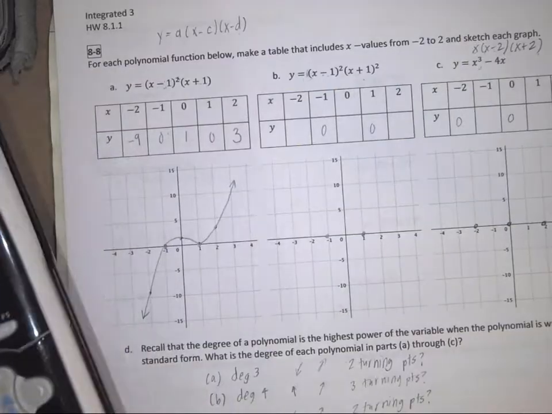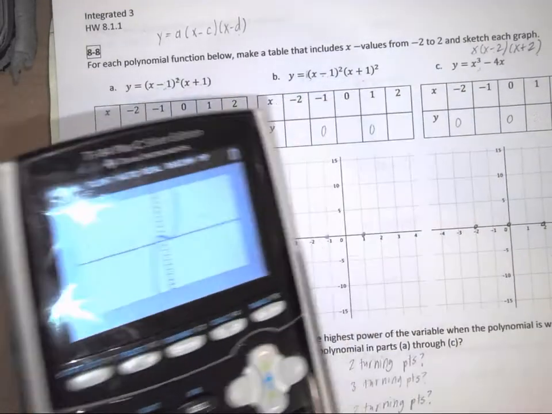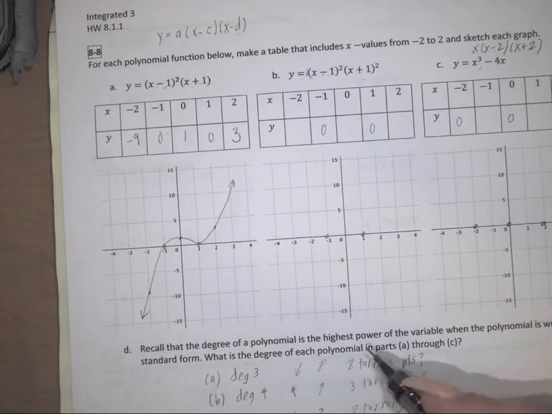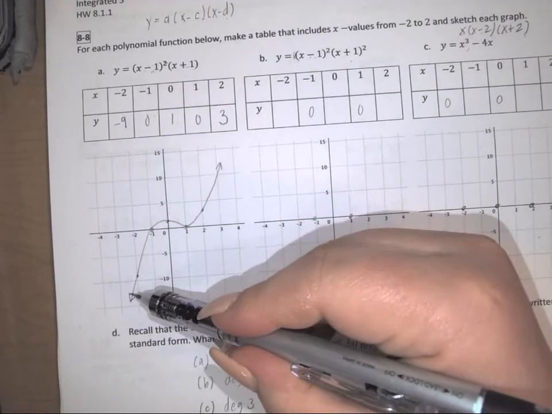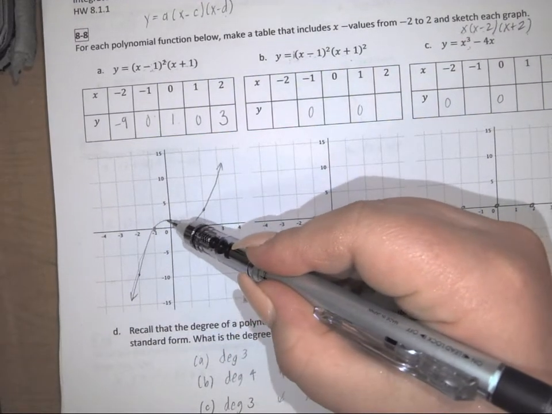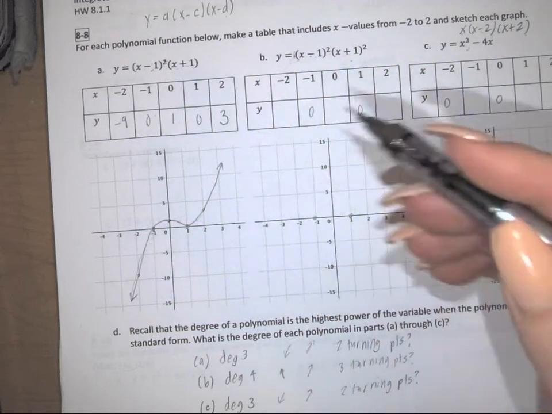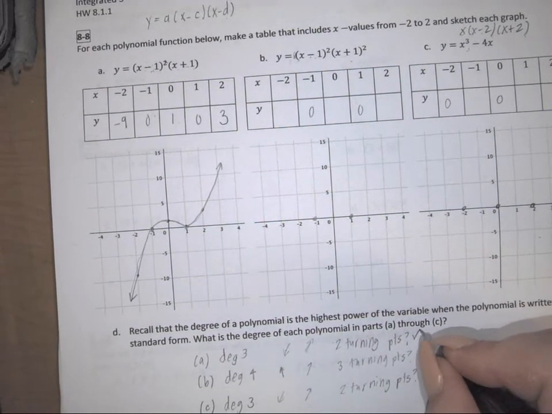You can confirm with your graph that I sketched it correctly. You can see the end behavior is like I said, and it does have 2 turning points. It goes up here, turns down, then turns back up. So it does have 2 turning points.